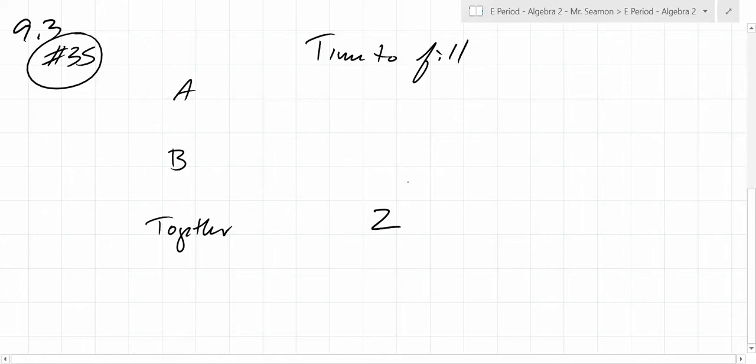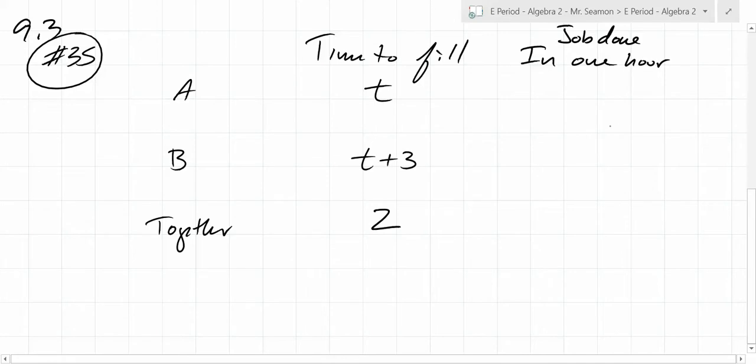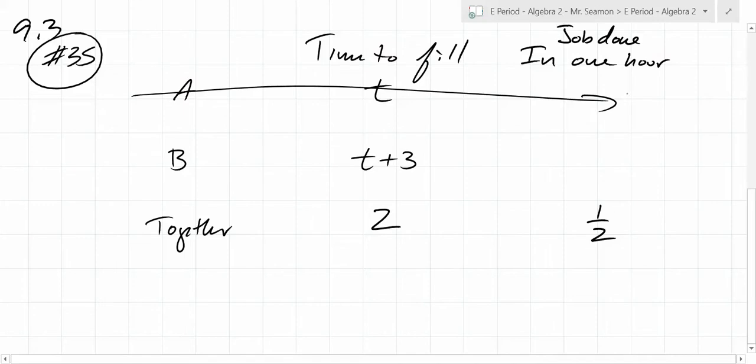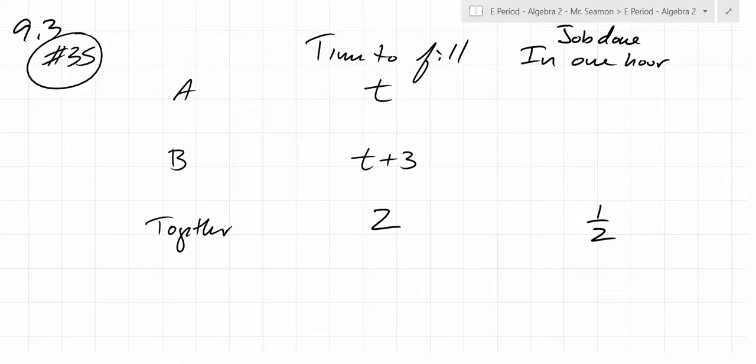So if pipe A takes T hours to fill, what does pipe B take? T plus 3, okay? So this is job done in 1 hour. How much of the job is going to be done in 1 hour if together they can do it in 2 hours? A half. For A, if you can do the job in T hours, how much do you do in 1 hour? 1 over T, correct.